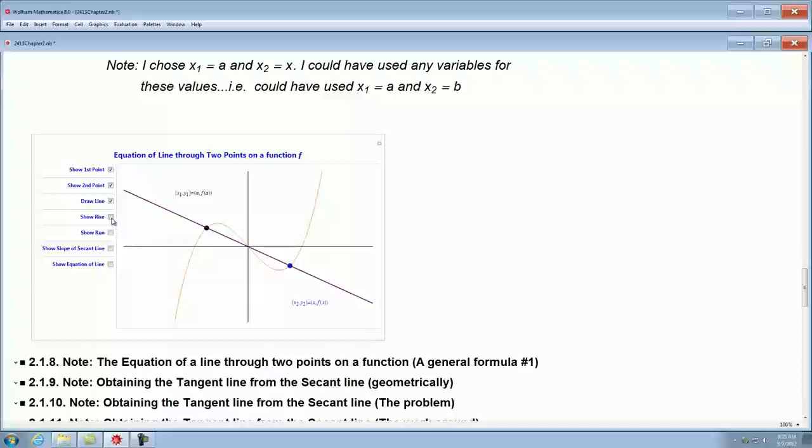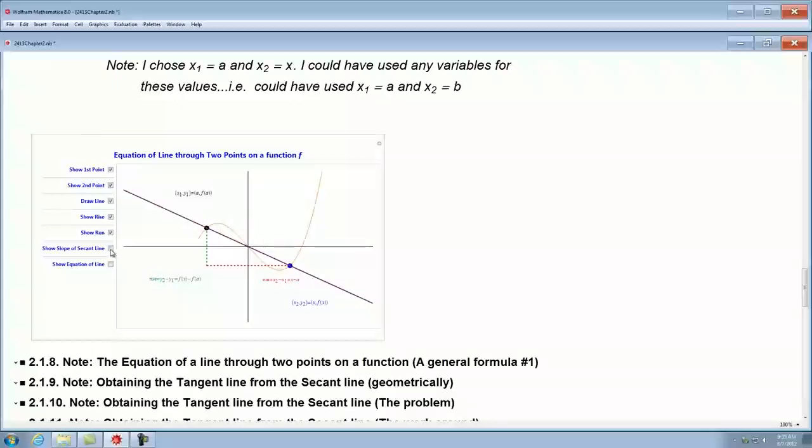Now to show the rise, remember your rise is y2 minus y1. For us, y2 is f of x. For us, y1 is f of a. So my rise will be f of x minus f of a. I don't know what these are, so that's what I have to write. My run is going to be my x2 minus x1. x2 is x, x1 is a, so it becomes x minus a.